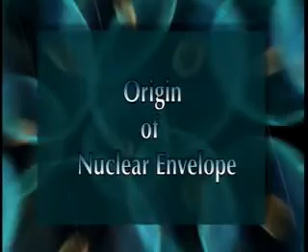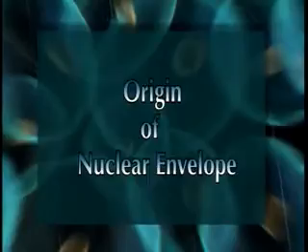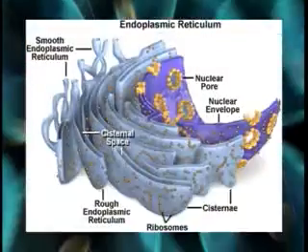The presence of DNA and RNA is probably due to contamination of nuclear membrane by closely associated chromatin material. Origin of nuclear envelope. There are a number of evidences which support the view that nuclear envelope is actually a specialized cytoplasmic structure originating from the endoplasmic membrane system.